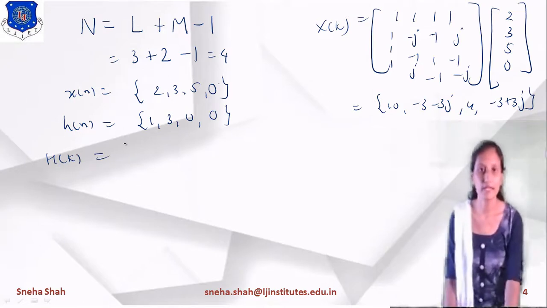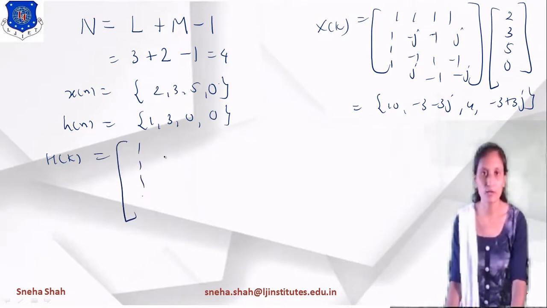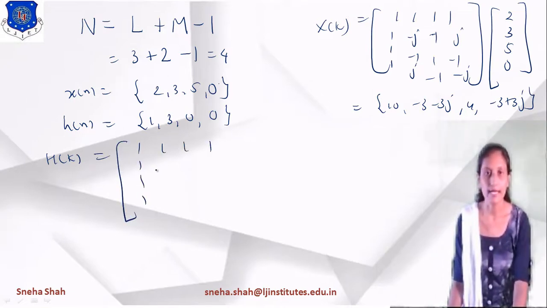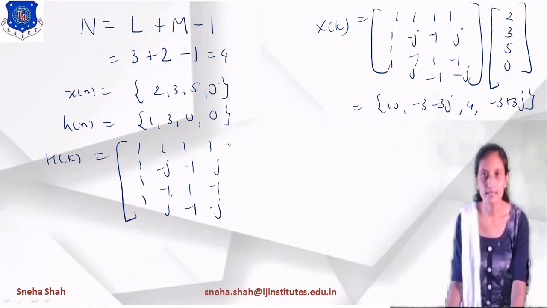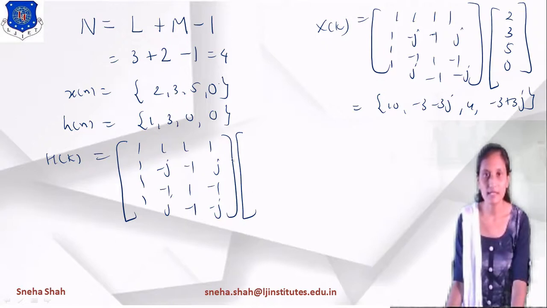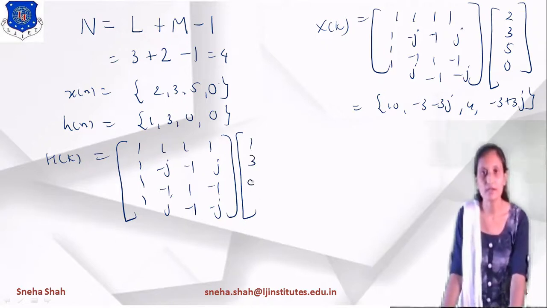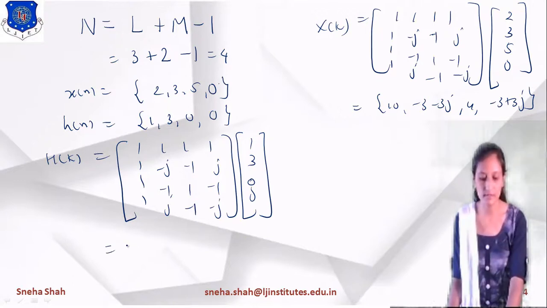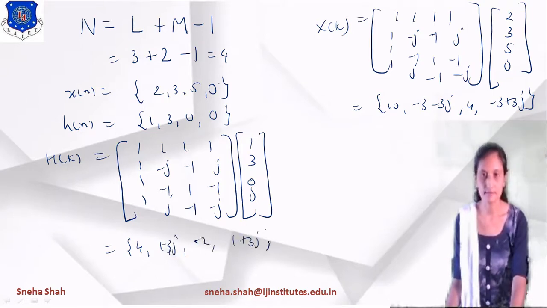In the same way, if I am finding H of k, what will be the value? The same twiddle factor matrix will be multiplied with h of n. What is the value of h of n? 1, 3, 0, 0. Now if I solve this, the answer is 4, 1 minus 3j, minus 2, 1 plus 3j.